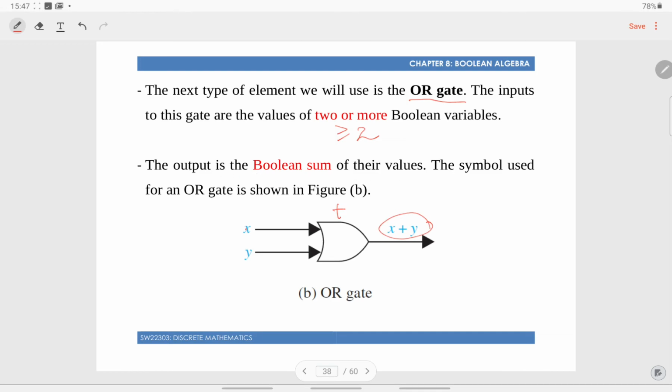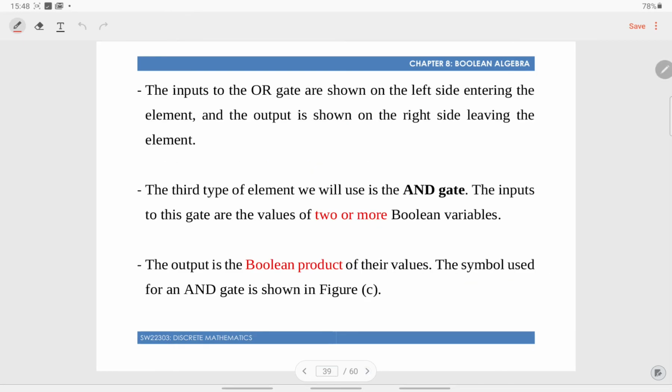So this is the symbol. It is almost like a D but not a D. We have a curve here, and also this one. Make sure you draw the symbol properly, especially in your exam. That's how to draw the symbol for the OR gate. The inputs to the OR gate are shown on the left side and the output on the right side.